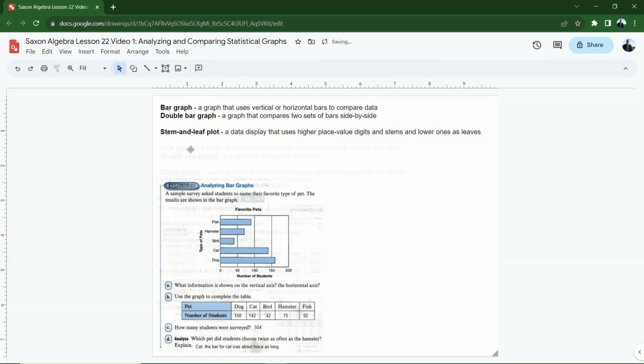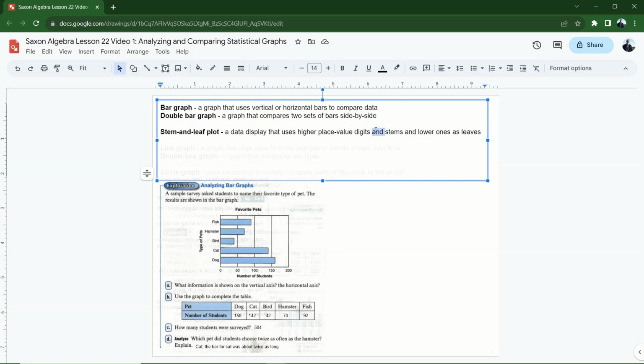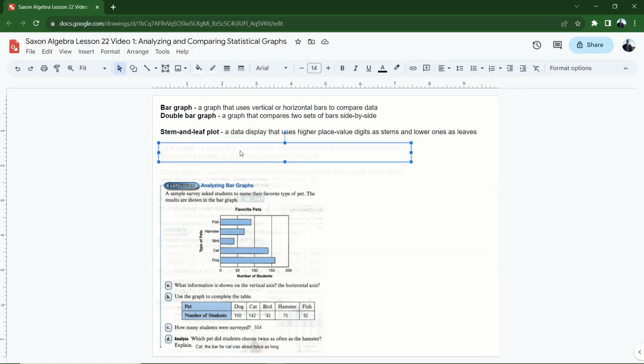A stem and leaf plot. That one is the most complicated one to make, but also one that will keep coming up again and again and again. It's a data display that uses higher place value digits as stems, and lower place value digits as leaves. You'll see what that means. That doesn't make a whole lot of sense right now, but you'll see what that means. A stem and leaf plot is great for counting how spread out your data are across different place values. You'll see what I mean by that in just a moment.